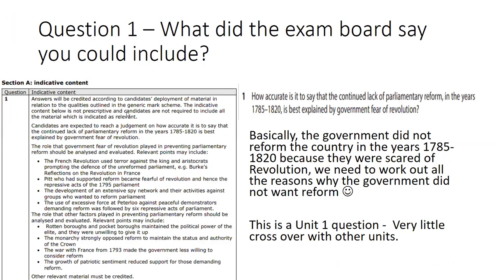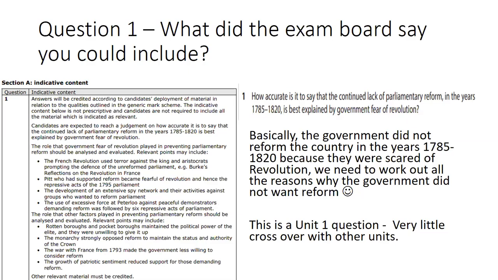The first one is, how accurate is it to say that the continued lack of parliamentary reform in the years 1785 to 1820 is best explained by government fear of revolution? The wording of this question makes it seem a lot more difficult than it actually is.